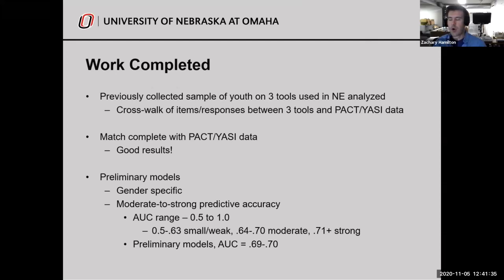We've then taken that proxy sample that we've identified and we've run some preliminary models. Now there's still some work to do, but what we've done so far is create 2 separate models, one for males and one for females, in which we're predicting recidivism based on Nebraska's definition. And what we're finding are pretty strong results, moderate to strong predictive accuracy.